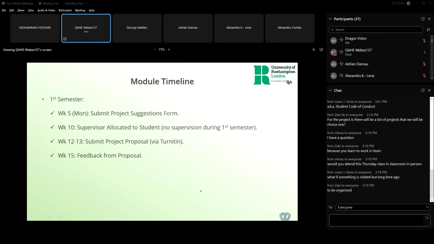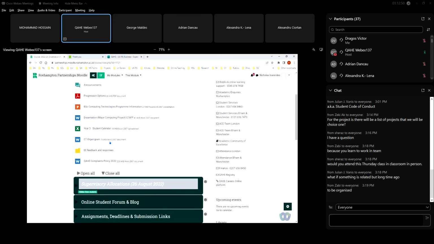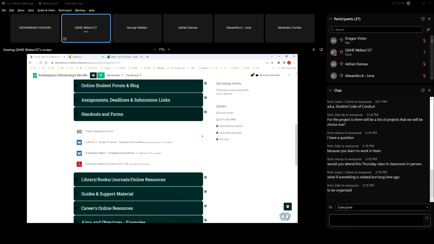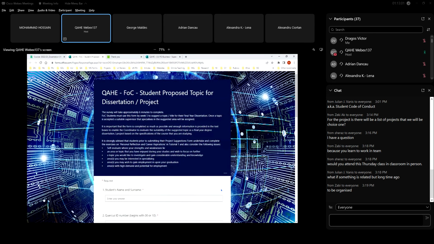So what you're going to do, let's go back onto here, which is Moodle, right? For the dissertation. And you go on to handouts and forms. And you can see here, project suggestions form. When you click there, it opens up this form. And this is the form that you're going to use to suggest to me.